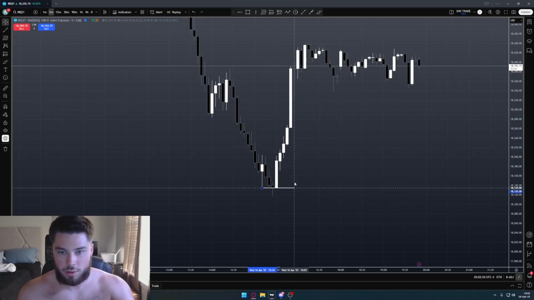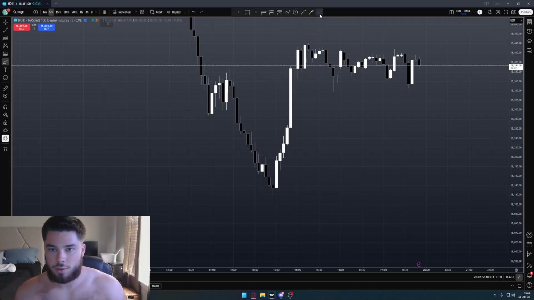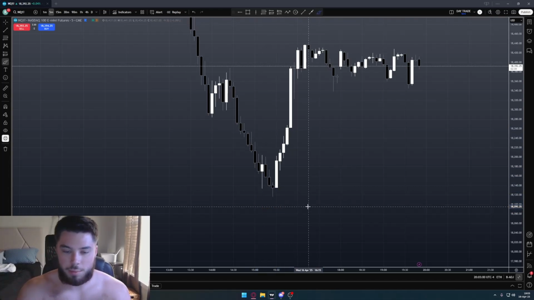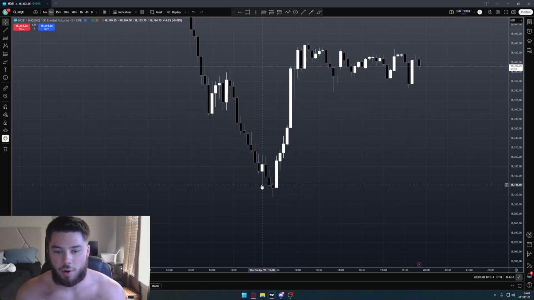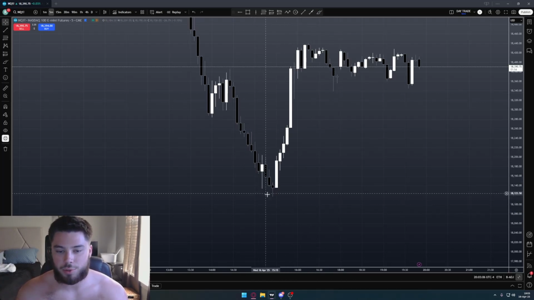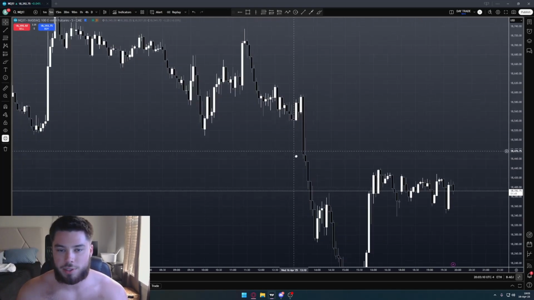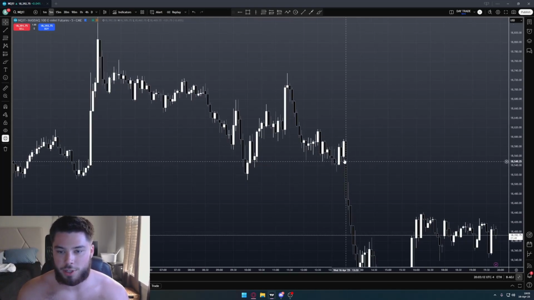This is called a turtle soup right here. This wick right here is the turtle soup. I don't know why they call it that, but basically it's kind of like a liquidity grab. So price comes down and stops people's resting orders. It stops traders out before it distributes up. That happens a lot. Right here, before this big move down, we had this.